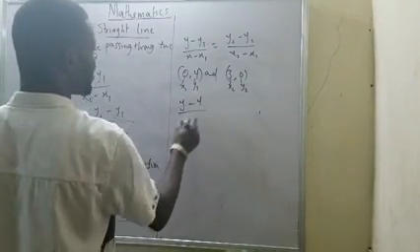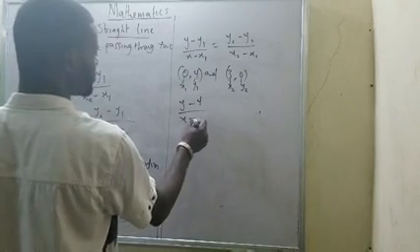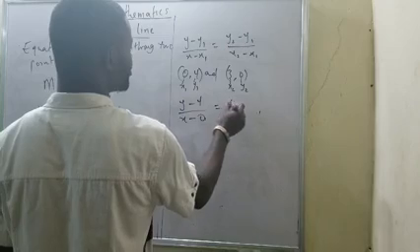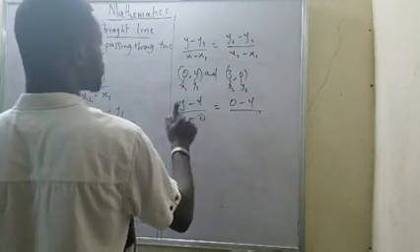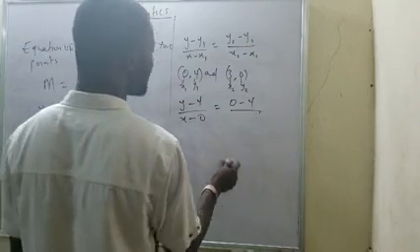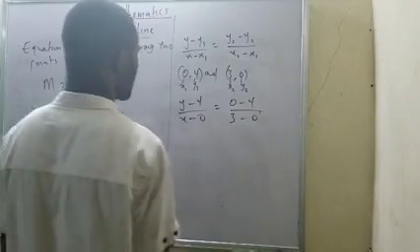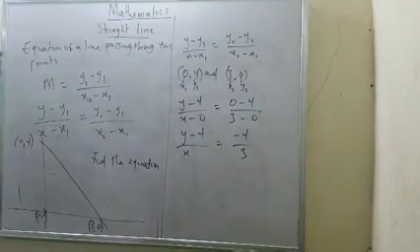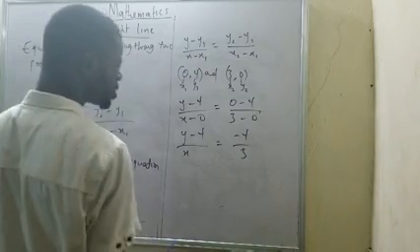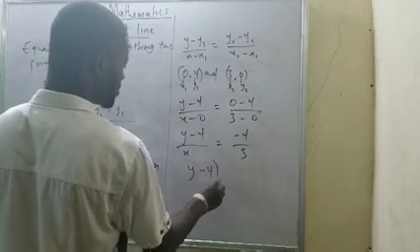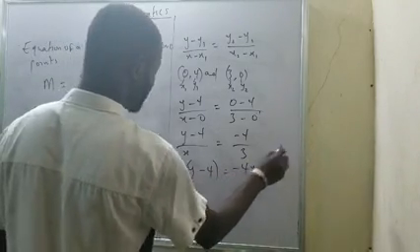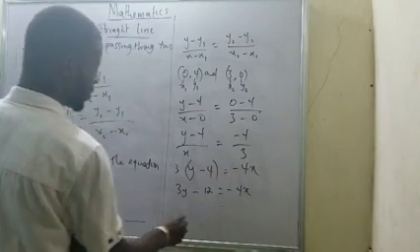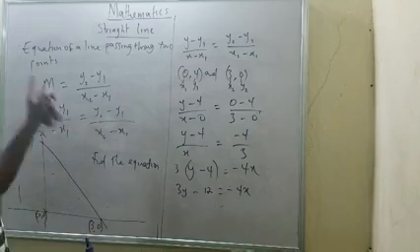Since I have this, I can continue. I have y minus, what is my y1? 4, divided by x minus x1, which is 0, equals y2, 0 minus 4, divided by 3 minus 0. Now, y minus 4 all over x equals minus 4 all over 3. Now, I'm talking about the equation. What can I do? I will have 3 times the bracket y minus 4 equals minus 4x. Now, I can say 3y minus 12 equals minus 4x. This is the equation we are talking about.